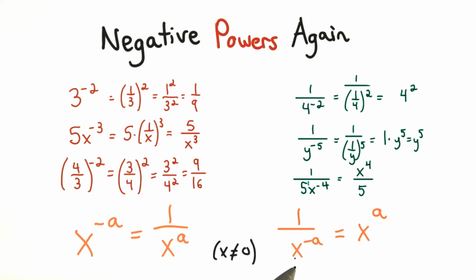In general, here's the rule we could write for a base raised to a negative exponent that appears in the denominator. We simply write it in the numerator with its positive exponent.